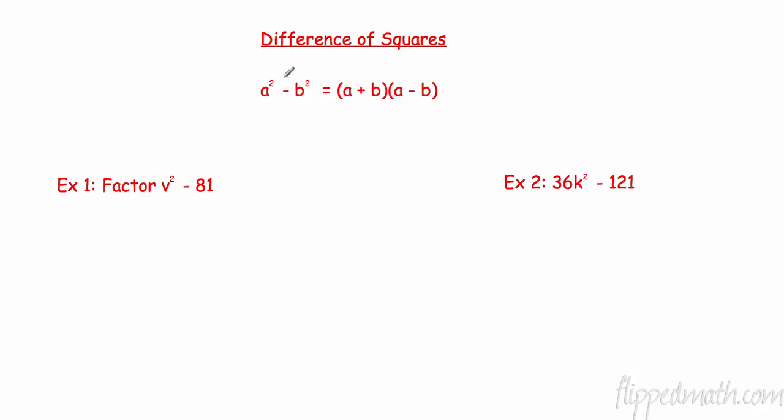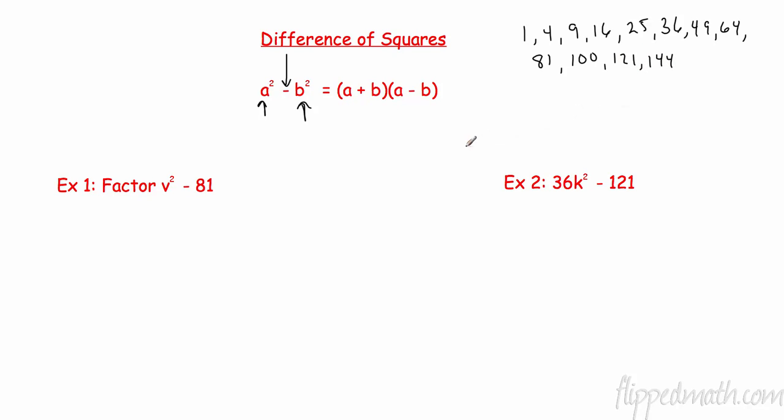The difference of squares is because the first term is a perfect square and the last term is a perfect square, and difference because we're subtracting it. If we were adding this, we couldn't do this rule. All right? But if I have this situation where I have a perfect square, remember, perfect squares: 1, 4, 9, 16, 25, 36, 49, 64, 81, 100, 121, 144. Those are the first 12. If I have a perfect square in these situations, I can do this rule.